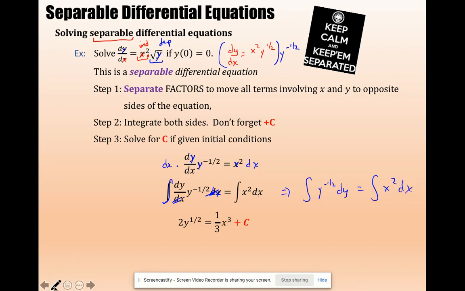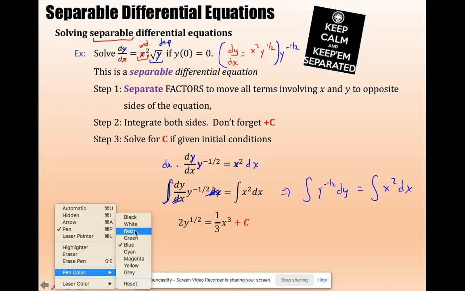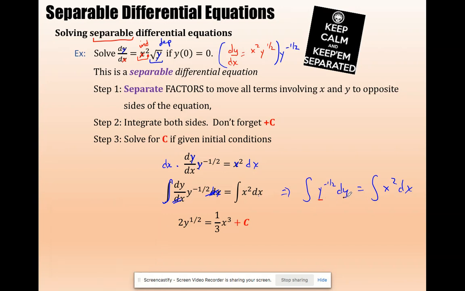So you are integrating y stuff with respect to y and x stuff with respect to x, so everything's golden, right? Power up, divide by the power up. Negative 1/2 plus 1 is positive 1/2. Divided by positive 1/2 is the same as multiplying by 2.